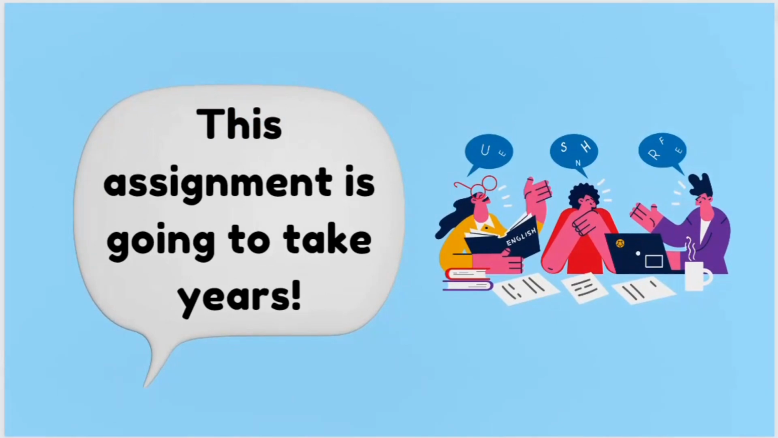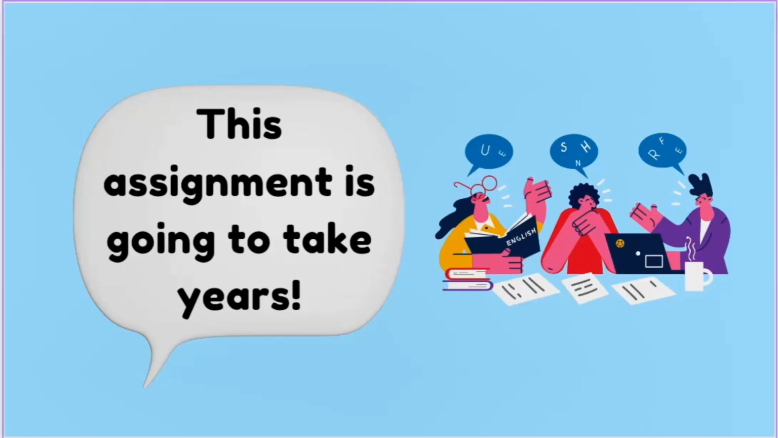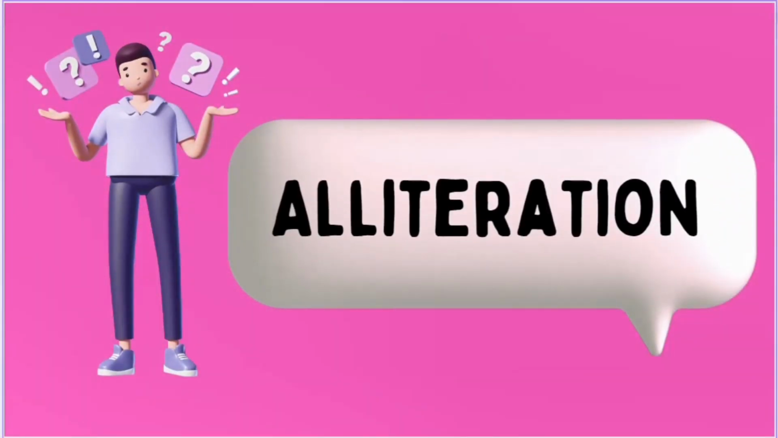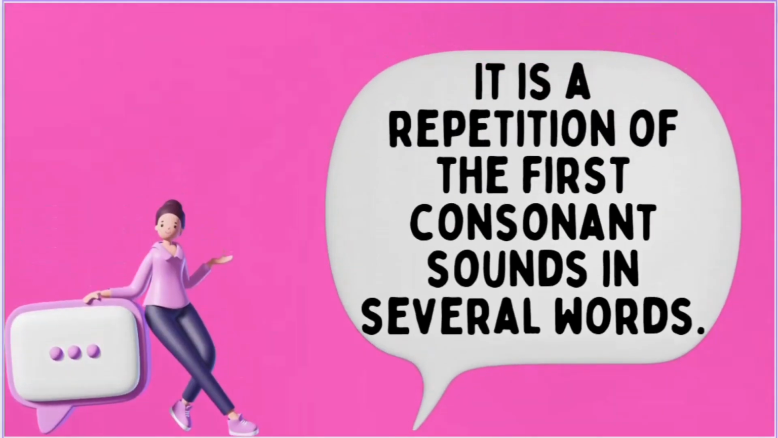Next is, this assignment is going to take years. Again, an exaggeration, and usually we as students feel these things. So you can use this as well in your writing. Next is alliterations. What are alliterations? It is a repetition of the first consonant.